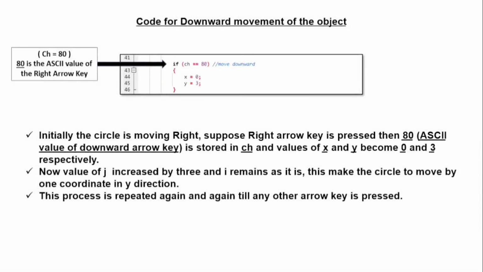Last is the code for downward movement of the object. Initially, the circle is moving right. Suppose the down arrow key is pressed, then 80, the ASCII value of the downward arrow key, is stored in ch, and the values of x and y become 0 and 3 respectively. Now the value of j increases by 3 and i remains as it is. It makes the circle move by one coordinate in the y direction. This process is repeated again and again till any other key is pressed.